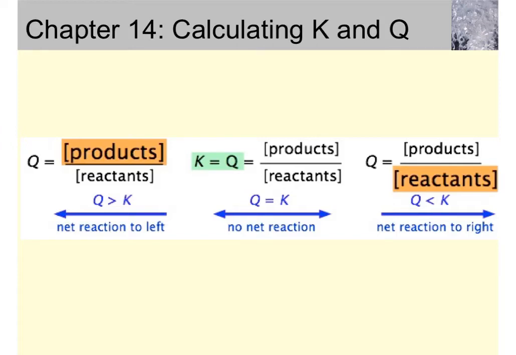This is the second lecture in Chapter 14 about equilibrium, and we have introduced the concept of the equilibrium constant K and what the formula is for it. And so in this lecture, we're going to concentrate on how we actually calculate K and how we know mathematically if we're at equilibrium or not.